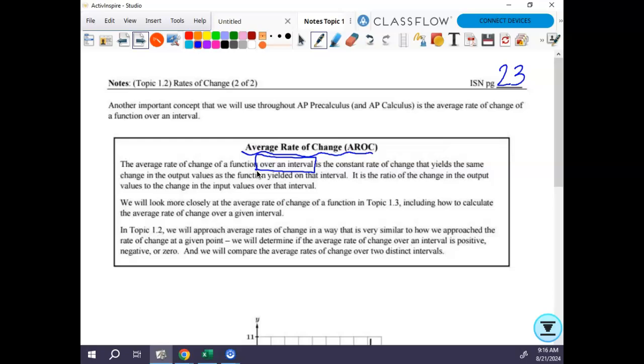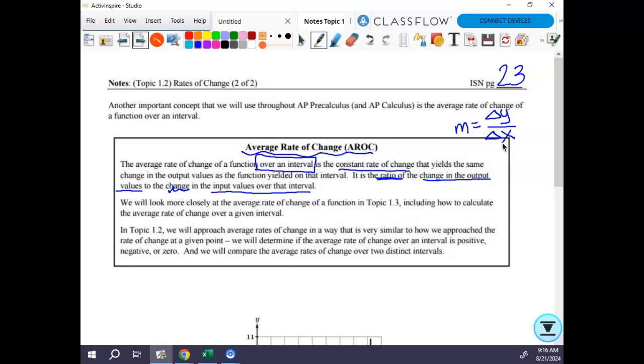All right? It's the constant rate of change, which is old school slope we know how to find, that yields the same change in the output values on that interval. It's the ratio of the change in the output values, those are what we call our y's in our formula, right? And to the change in the input values over that interval. So slope is delta y, the change in y, over the change in x. Okay? We've seen it that way before, right? Change in y over change in x.